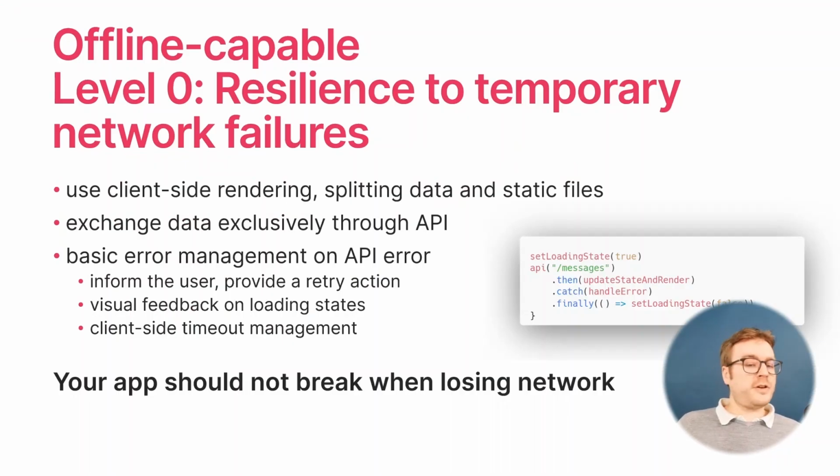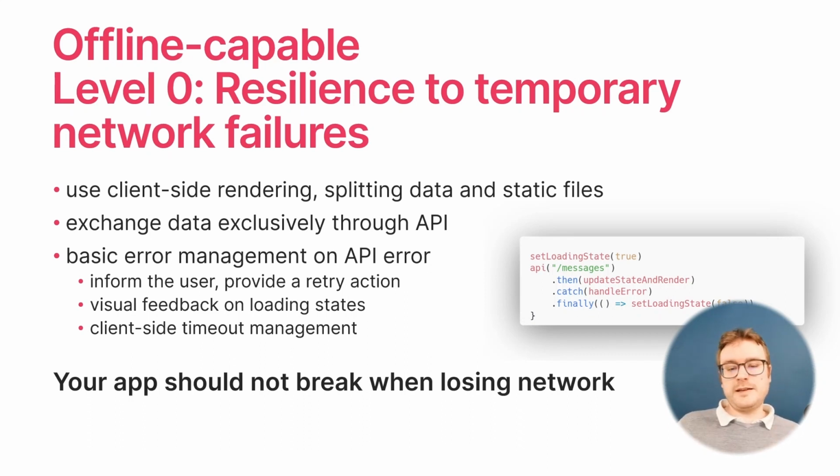Once you have client-side rendering, you should already be at what I call level 0 of offline capabilities, which is the resilience to temporary network failures. Since you have split data and static files, when you are doing a request, which can be a read request or a write request making changes on the backend, you can intercept the network error and provide in JavaScript a message, a visual feedback to your user to inform them that the network failed. It's the default behavior for any Vue.js, Angular, or React application.